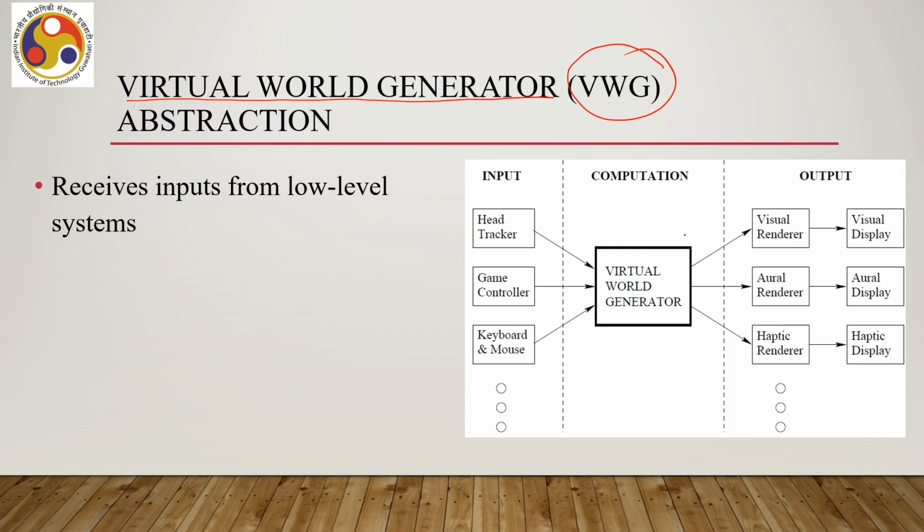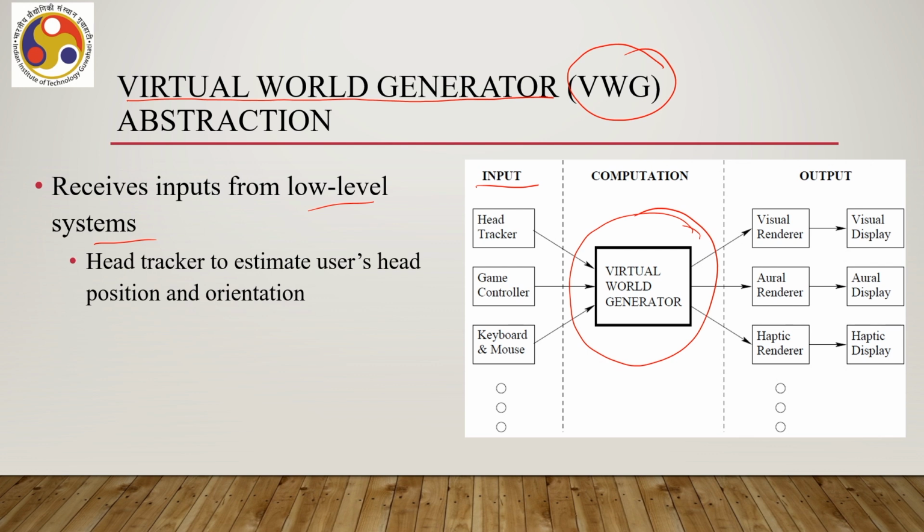The idea is schematically illustrated here in this accompanying figure. We have this VWG here, which is nothing but a black box. At this stage, we do not know how things work inside. So, it receives input from low level systems, that is on the left hand side input.